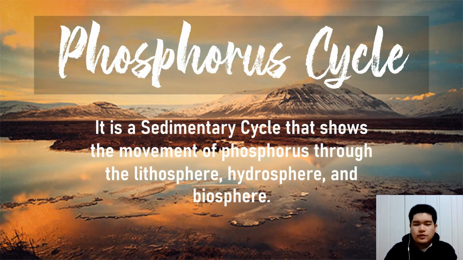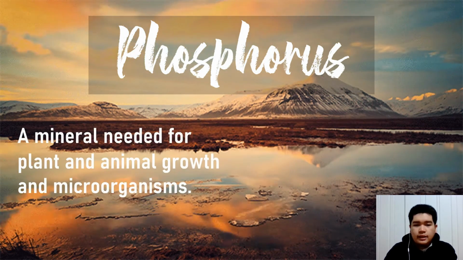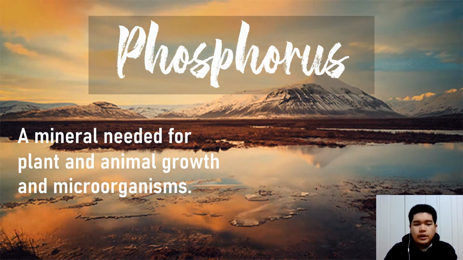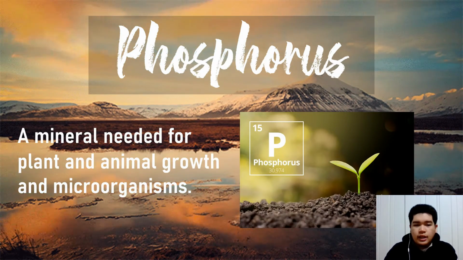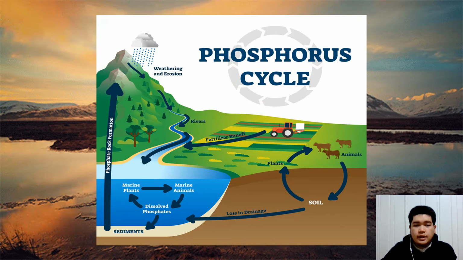But what is phosphorus? Phosphorus is a mineral needed for plant and animal growth and microorganisms. This is a beneficial and essential mineral as it functions to repair and produce genetic building blocks such as DNA and RNA. Here is a simple illustration of the phosphorus cycle.